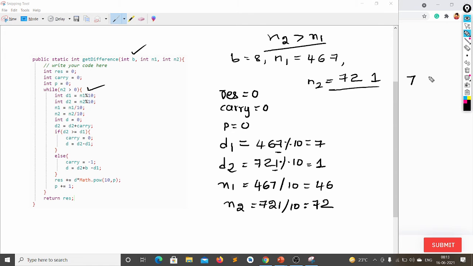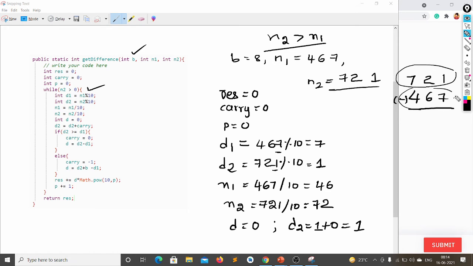Let's understand it. We are doing like this: 721 minus 467. What will be my d? Let's take d as 0. My d2 will be d2 plus carry. Here my carry is initially 0. There is no carry here. So my d2 will be 1 plus 0, 1 plus carry. That is 1. Means here still I have only 1. These are all my d2s, these are all my d1s.